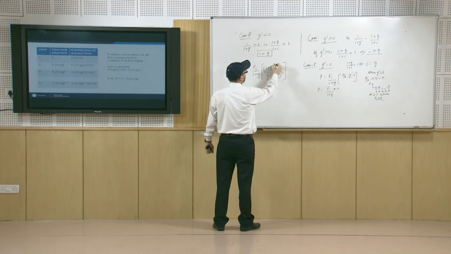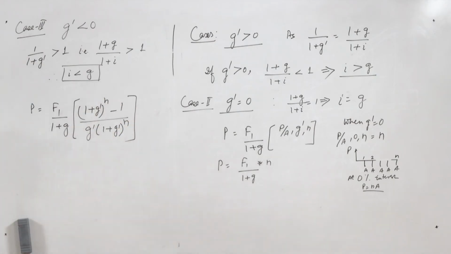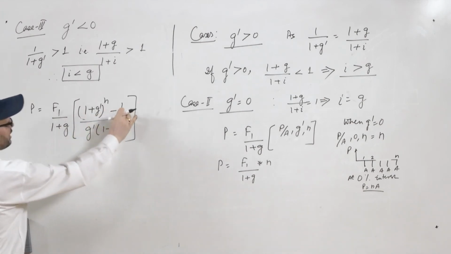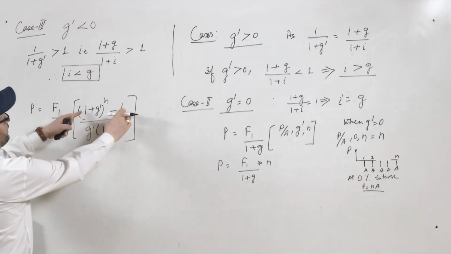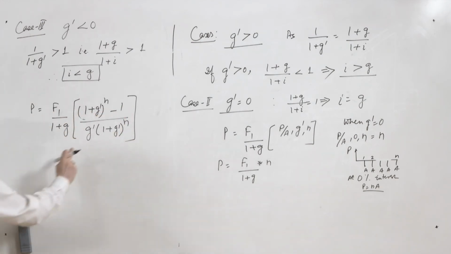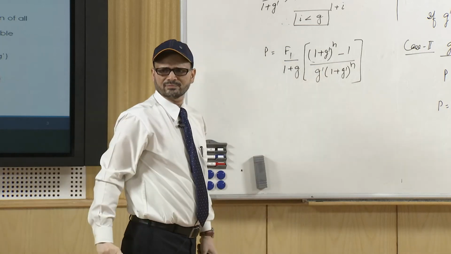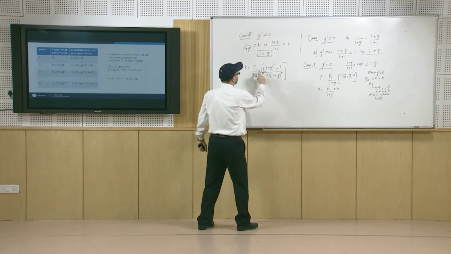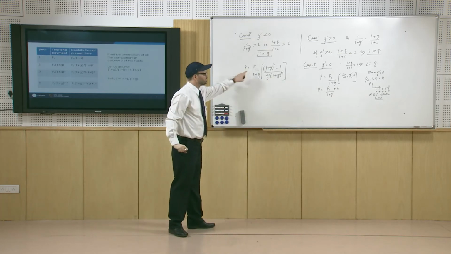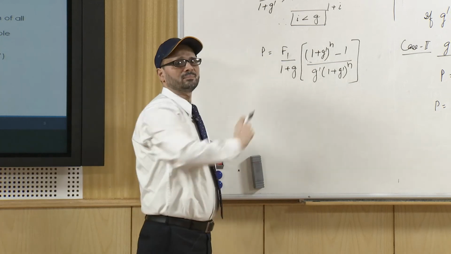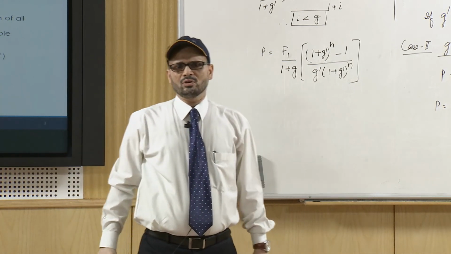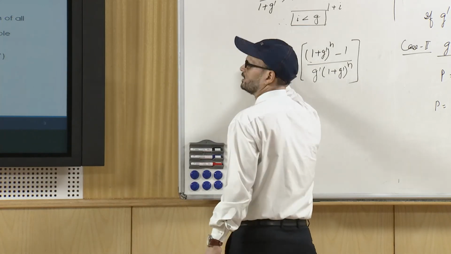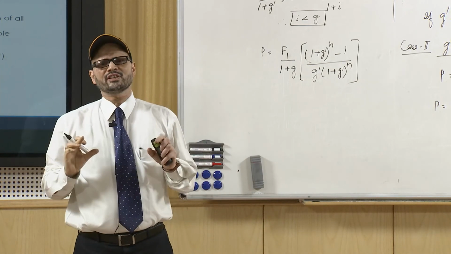1 plus g prime to the power n minus 1. So, this amount will be less than 1, and once it is subtracted from 1, this quantity will be negative, as well as this quantity is anyway negative. So, both negatives will cancel and you will get a positive value. So, you will certainly get a realistic P value. In this case we try to find the equivalent value of P.